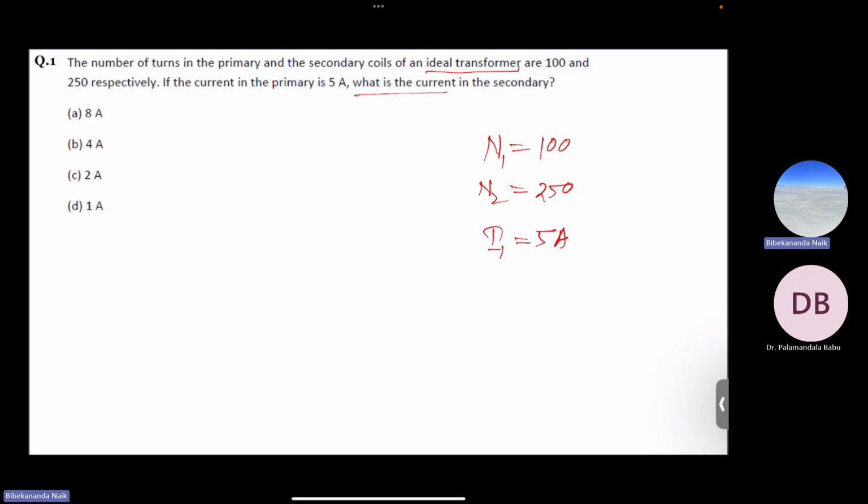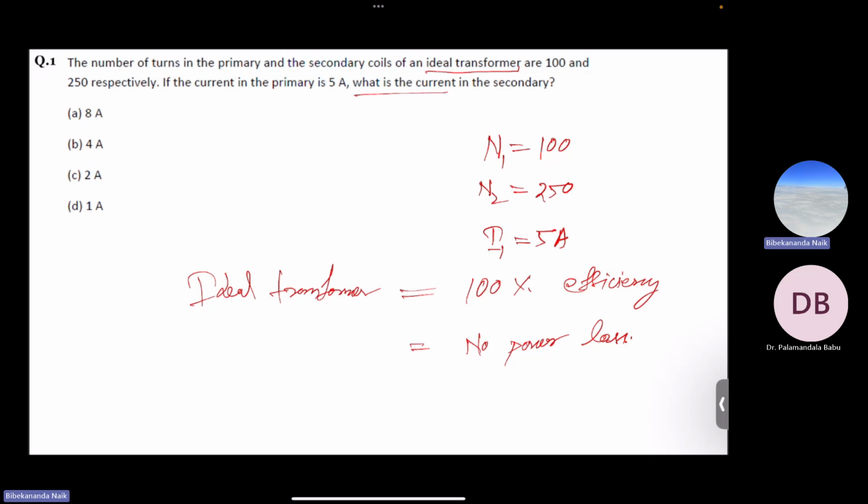So in the question it is mentioned the number of turns in the primary and secondary coils of an ideal transformer. So what is an ideal transformer? For an ideal transformer, there is 100% efficiency, so there is no power loss. So in that case, power in the primary coil is equal to power in the secondary coil.